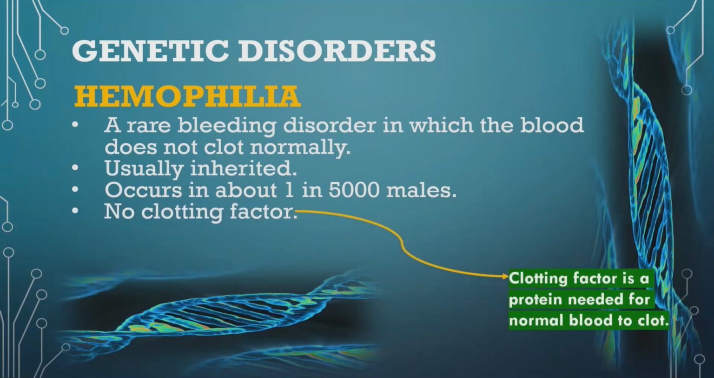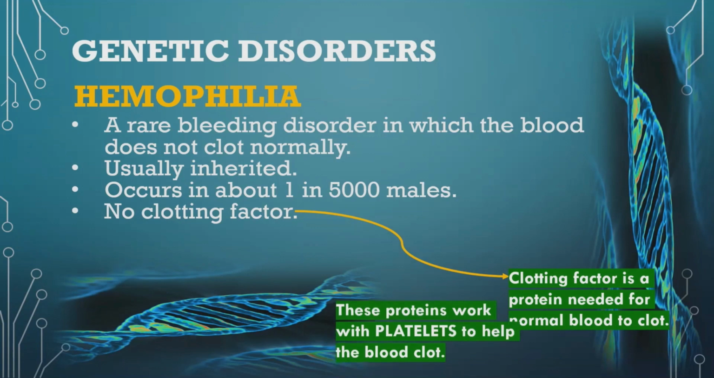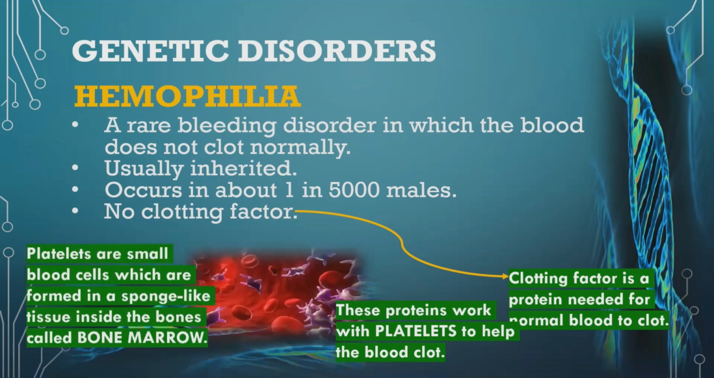Clotting factor is the protein needed for normal blood to clot, where these proteins work with platelets to help the blood clot. Platelets are small blood cells which are formed in a sponge-like tissue inside the bones called bone marrow.